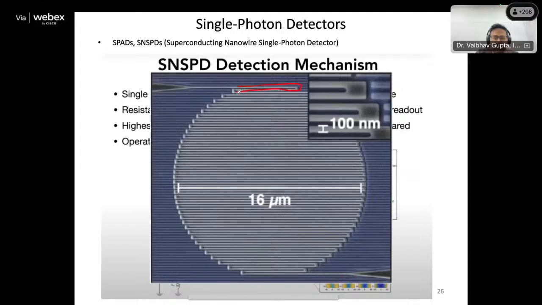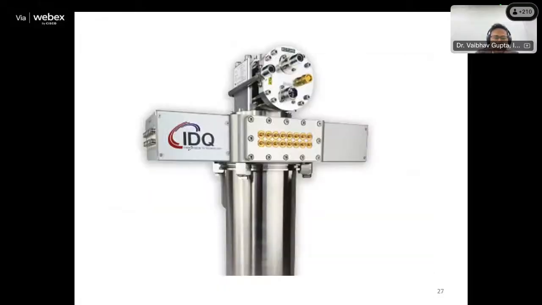Some sort of wires arranged in a zigzag grating pattern, and that's a superconducting nanowire detector. The width of one of these is 100 nanometers, and the total length is 16 microns, and they are made up of a material called niobium nitride. There is a company called IDQ. They create these kinds of detectors, and the cost of one of these detectors is roughly 1.2 crore rupees for one single detector.